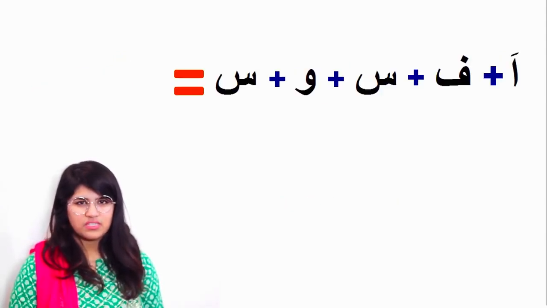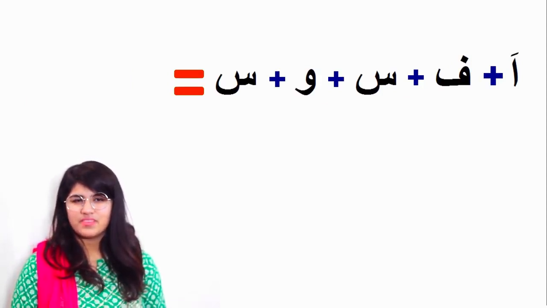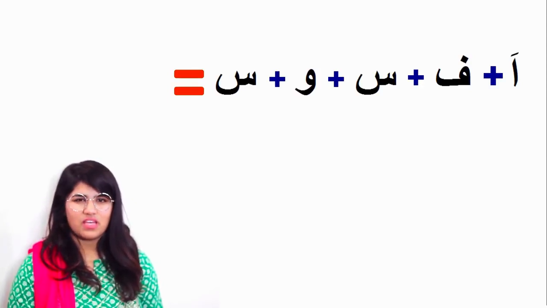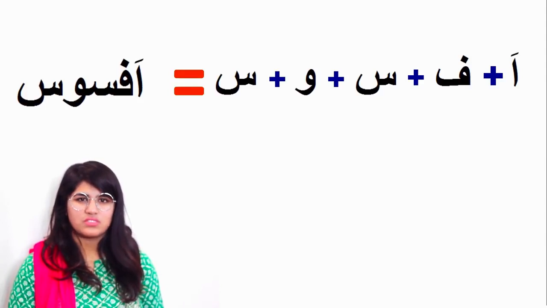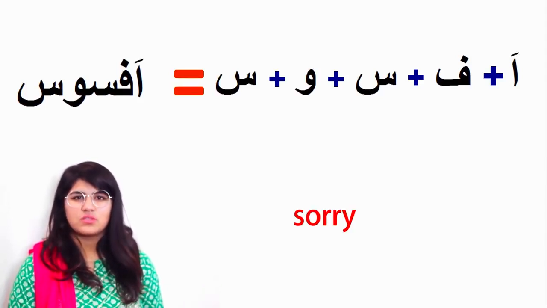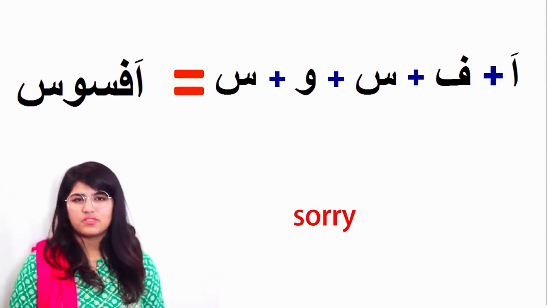Next, you have alif, zabar, te, sin, waw, and se. This spells out to make afsos. Afsos means sorry. Can you figure out the short vowels and long vowels from each word? We're going to be testing you in our end of the unit quiz. Make sure you study. Phew, that was difficult, right?